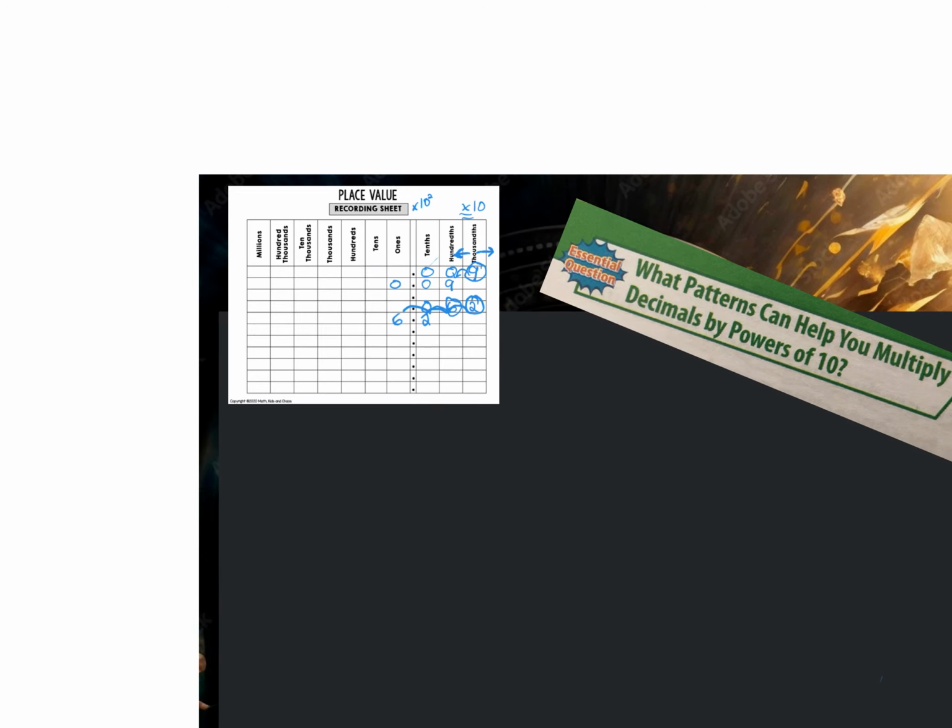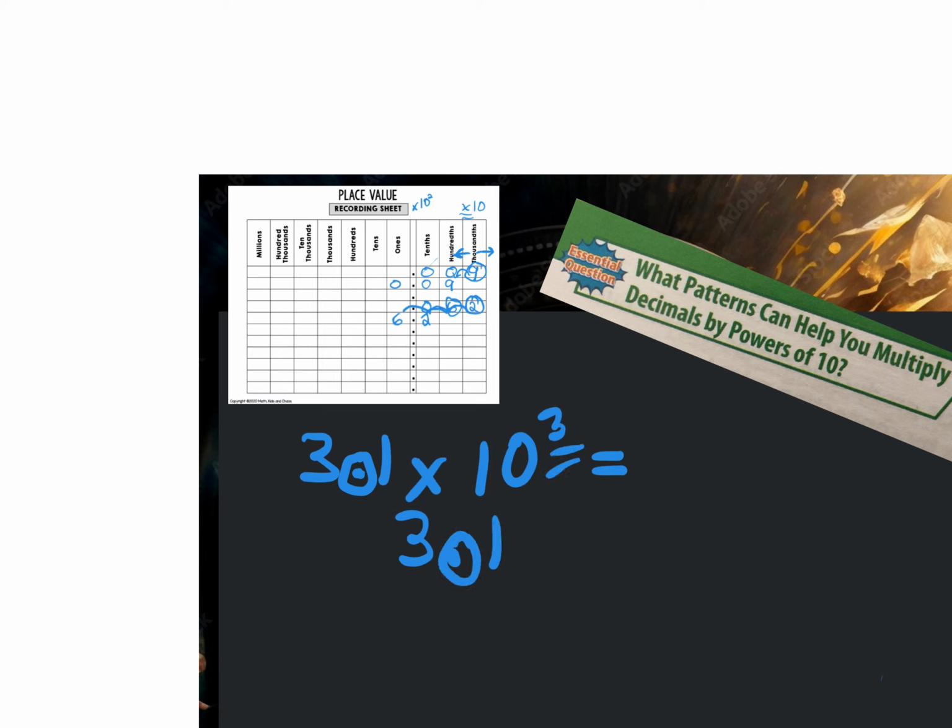If we try 3 1/10 times 10 to the third, we can also use our strategy or pattern with the decimal. So I would move my decimal 3 times to the right. 1, 2, 3. To give us a final answer of 3,100.